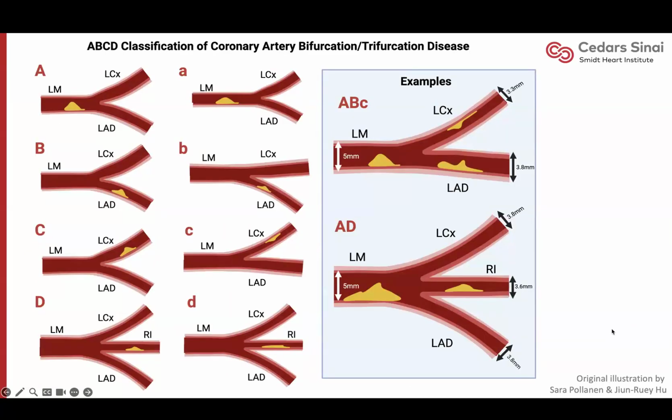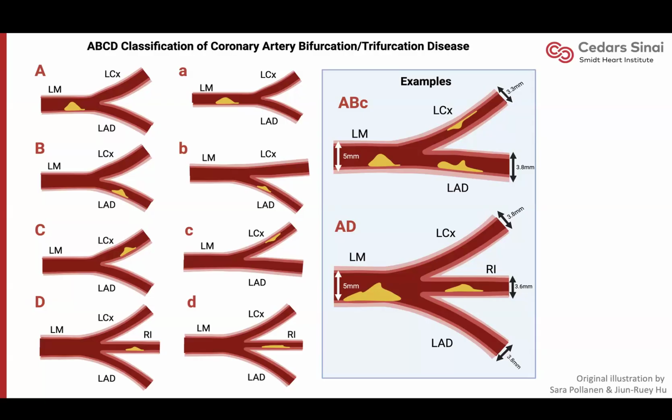Recently, the ABCD classification system was proposed to specifically describe left main bifurcation and trifurcation lesions, to address several limitations of the Medina classification system. The Medina system cannot handle trifurcations and does not account for the size of the vessel. In the ABCD system, each artery is assigned a letter if it is significantly stenosed, defined as a more than 70% lumen reduction. Each of the four letters corresponds to an artery.